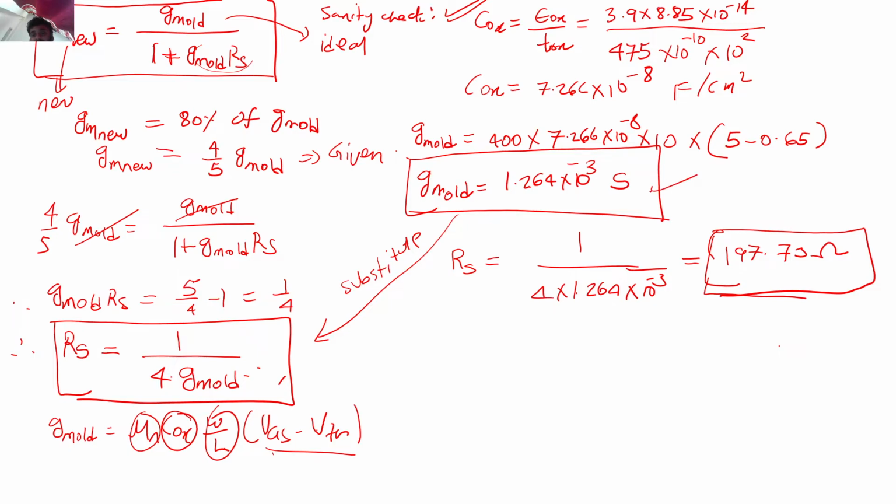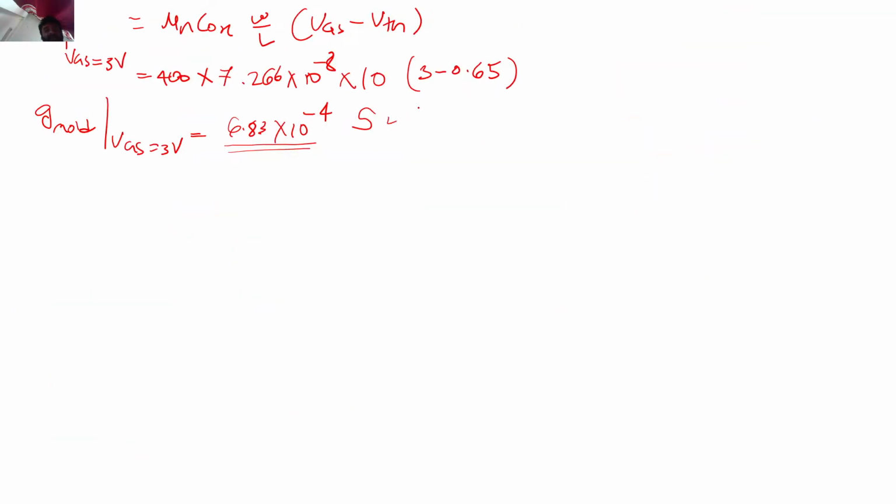Compare this value: this is 1.2 × 10^-3, and this value is 6.83 × 10^-4. So this value is lesser, and it makes sense because the Vgs you are applying, 3 volts, is lesser. In the previous case you were applying 5 volts of Vgs, and over here you are applying just 3 volts. So your Gm should reduce. This looks fine to us after doing the sanity check.